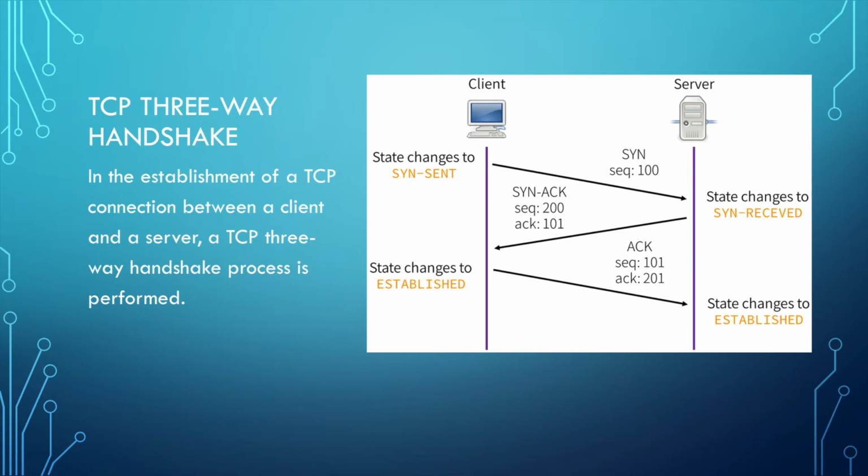Before understanding what happened, I need to explain some concepts of TCP. The first concept is the TCP three-way handshake. In the establishment of a TCP connection between a client and a server, a TCP three-way handshake process is performed. It means there are three packets between the client and server.